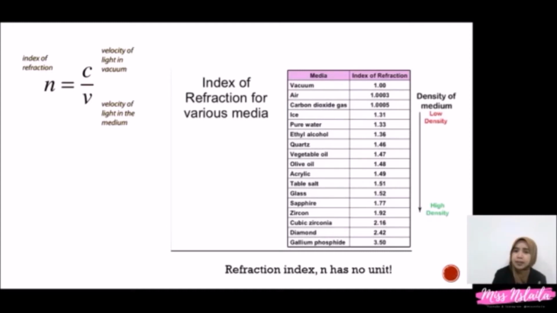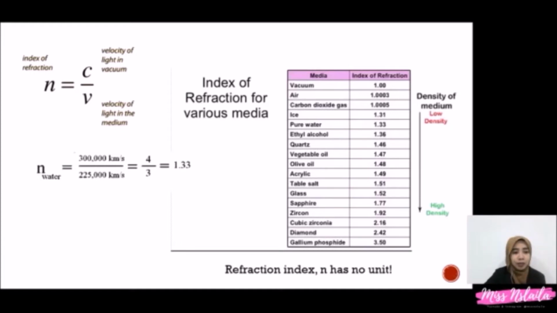For example, let's try to calculate for water. The speed of light in vacuum or air is 300,000 km per second, while the speed of light in water is 225,000 km per second. When we substitute into this equation, n equal to c over v, we get 1.33. Thus, the refractive index n for water is 1.33.